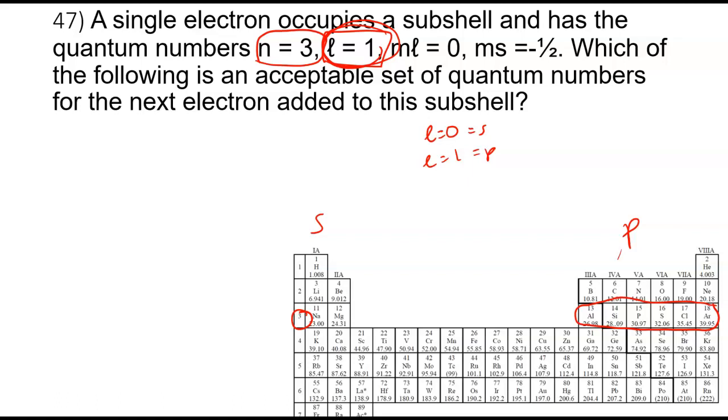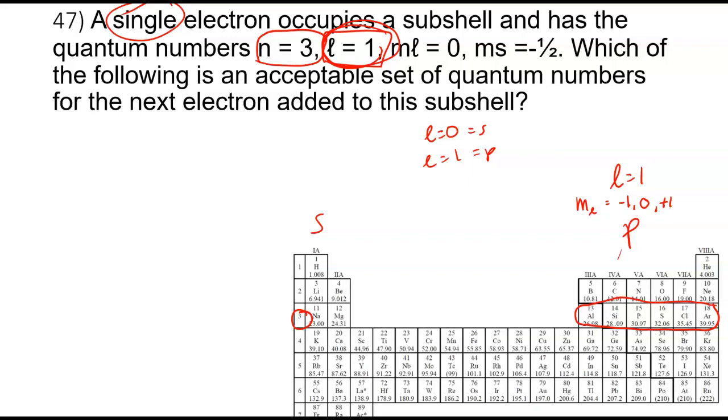m sub l is 0. So remember, if l equals 1, m sub l can be negative l to plus l. So that means negative 1, 0, positive 1, right? So we're somewhere in one of these p's here. It says we're in 0. And it says a single electron is in the subshell.